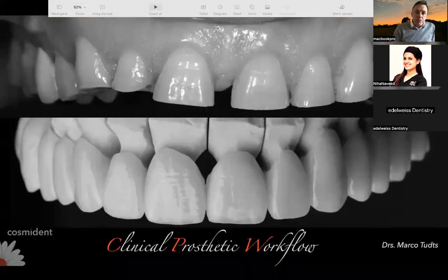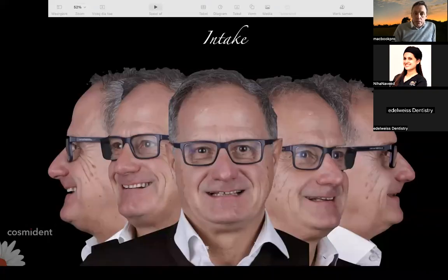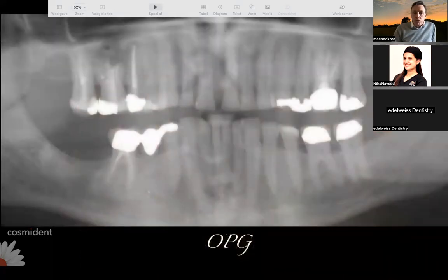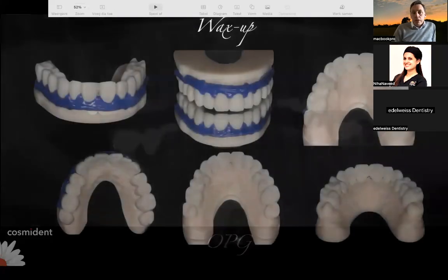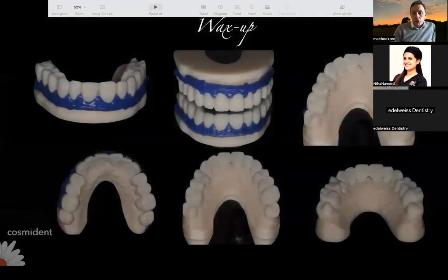We can go into very complex rehabilitations. That's what you see here. This is the intake patient coming into our office, and he wants to get a full rehabilitation for his jaw. He was a businessman who worked very hard, but he didn't take care very much of his teeth. And finally, we had to do a full digital workflow because he didn't have a lot of time.